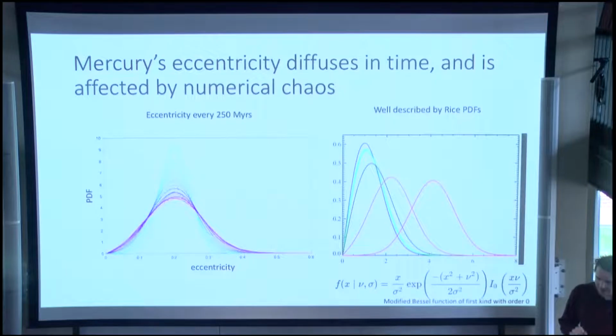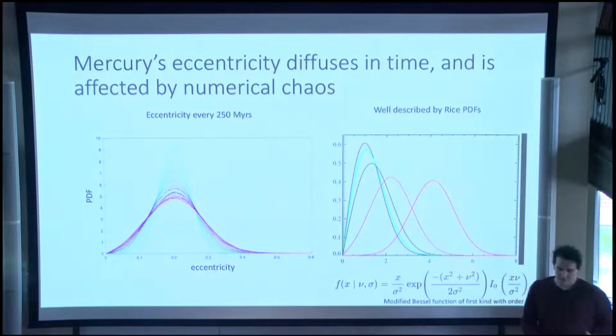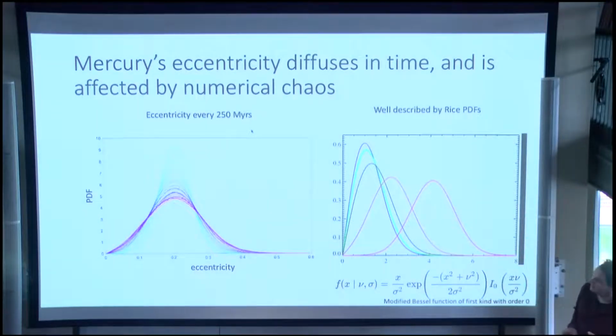So let's see what that looks like. On the left here, I plot the eccentricity of Mercury every 250 megayears, and this is a PDF. So the eccentricity is diffusing with time. And again, as I said before, because it's a chaotic problem, we're looking at ensembles of initial conditions. That's how we can draw a PDF. We can fit Rice functions to this. This is a 2-parameter family, one variable for the centering and one for the width.